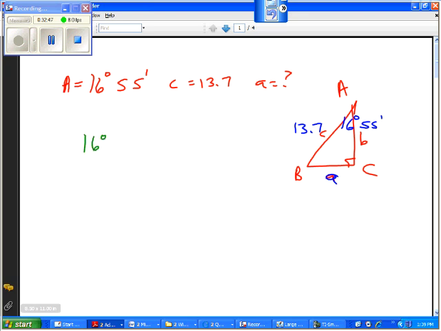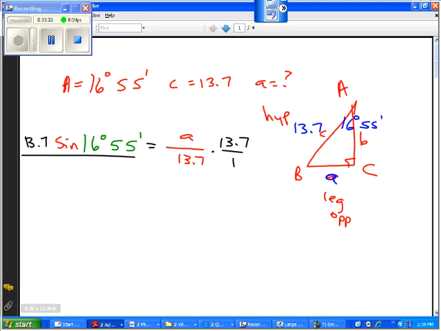So we're going to have 16 degrees, 55 minutes as our angle. The A is the leg opposite. 13.7 is the hypotenuse. Leg opposite hypotenuse is sine. Sine says you put leg opposite on top and hypotenuse on bottom. I didn't give myself much room, so I'm going to squeeze the sine in there a little closer. So we're going to multiply by 13.7.